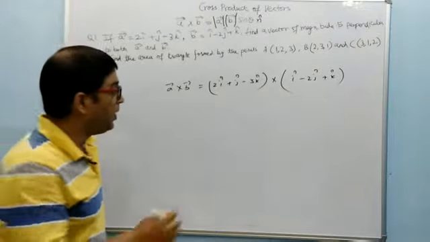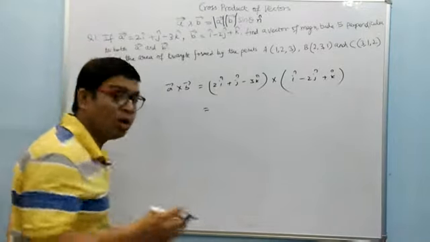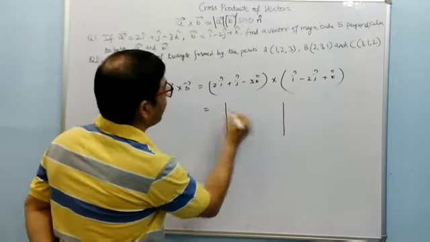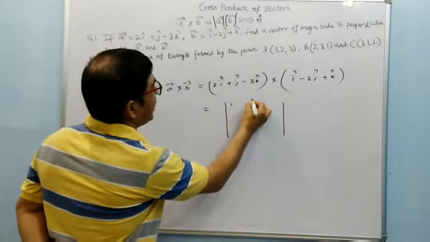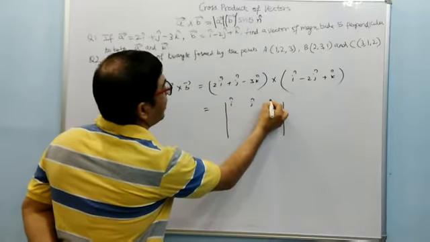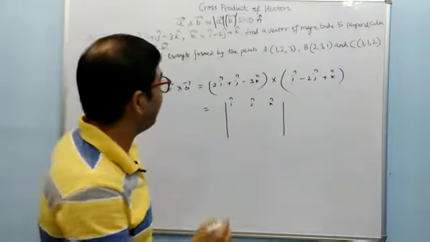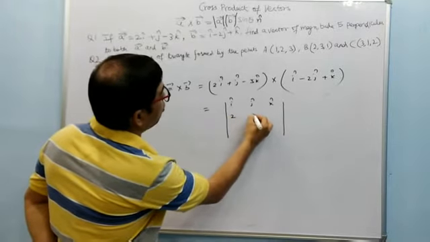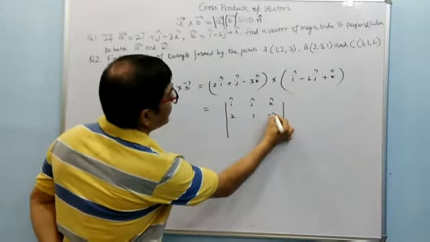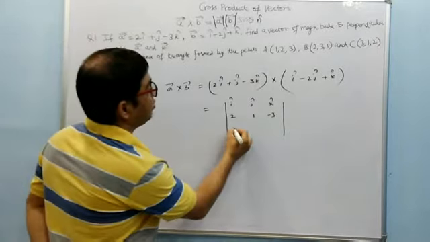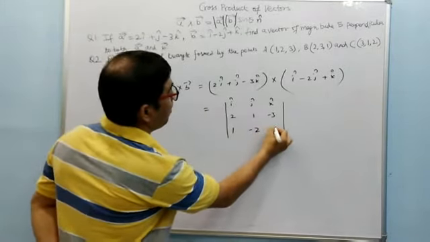Vector A cross vector B. I'm just going to give you an easy method of finding the cross product in the determinant format. You just write i cap, j cap, k cap here and the coefficients in the second row and the third row. What is that? 2, 1, minus 3. Always take the coefficient along with its sign. It is 1, minus 2, 1.